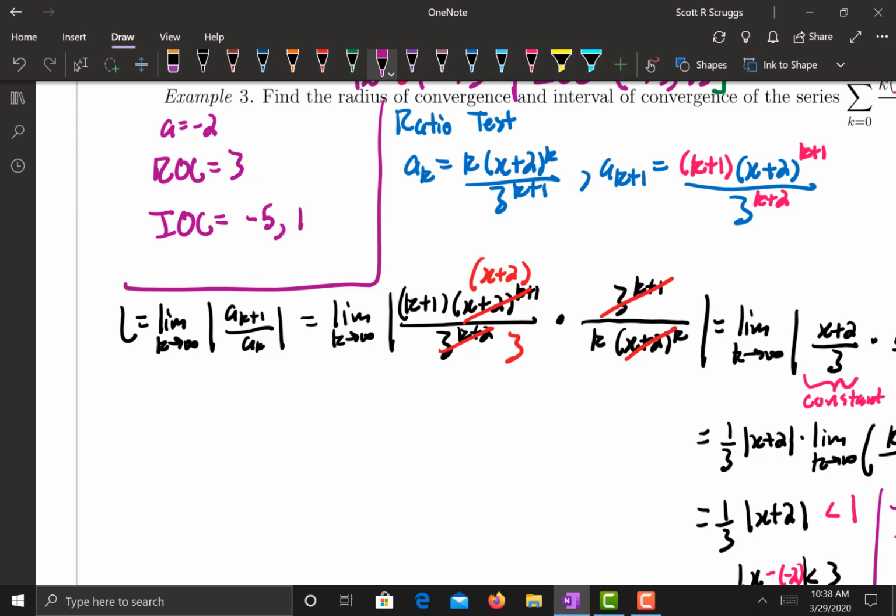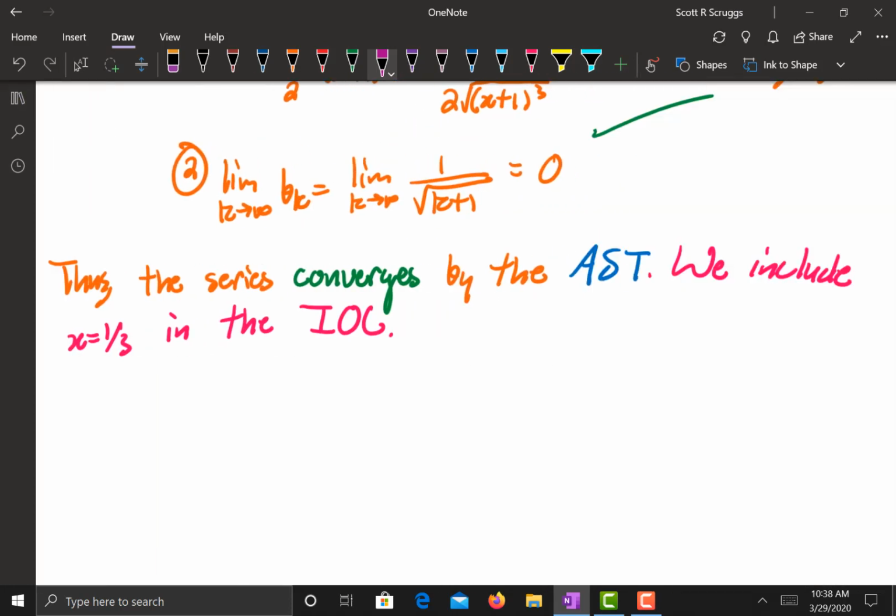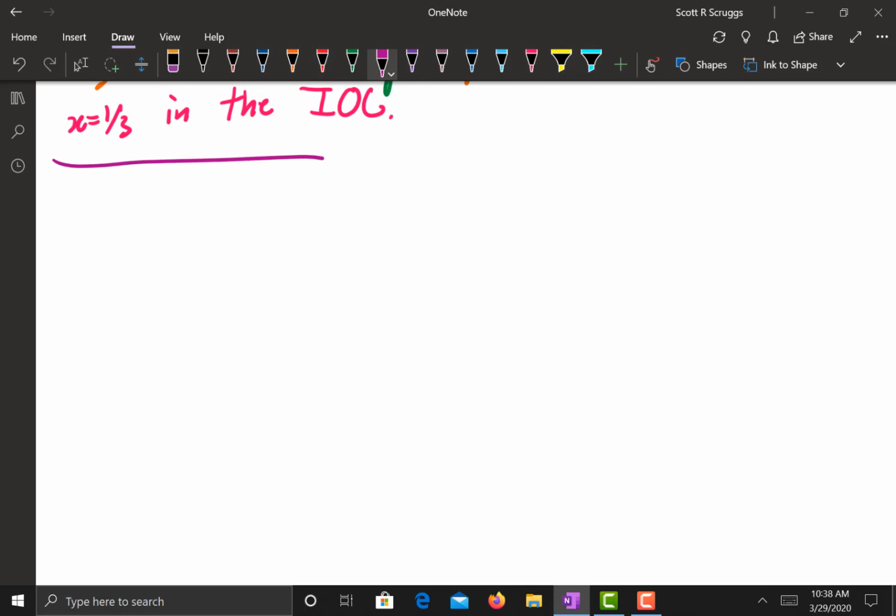However, I do not know yet if I include the endpoints or not. So now we're going to determine whether or not we can include the endpoints, and I'm going to do that on the untitled page. So, this is example 3 continued. Just like with the previous example, I'm going to plug in the left endpoint.